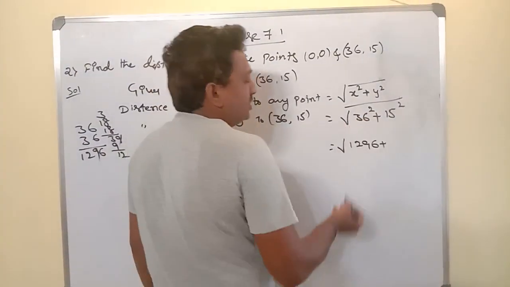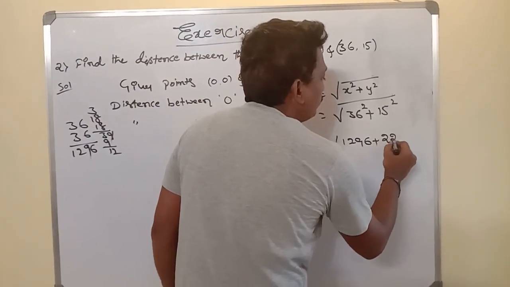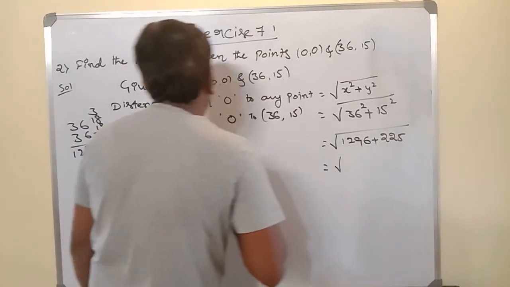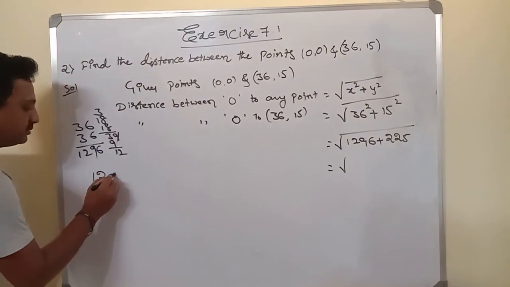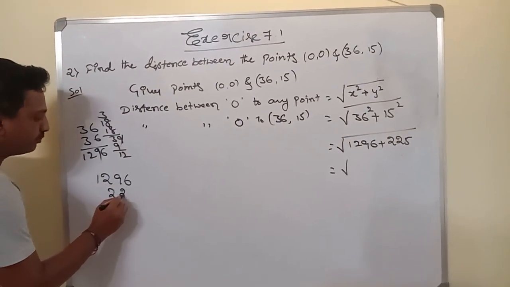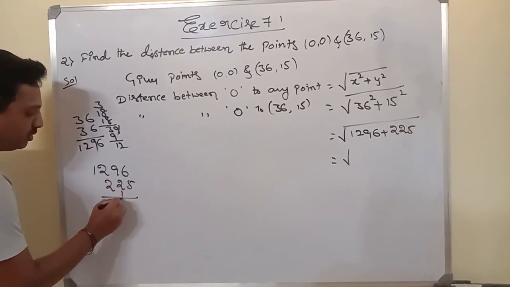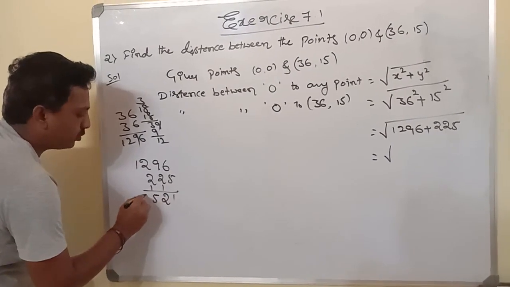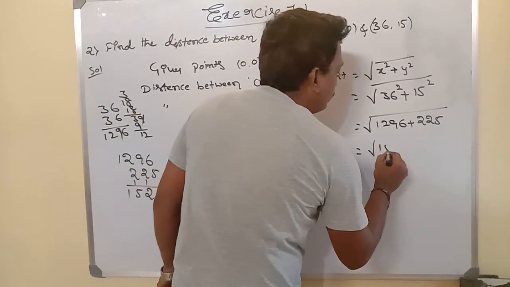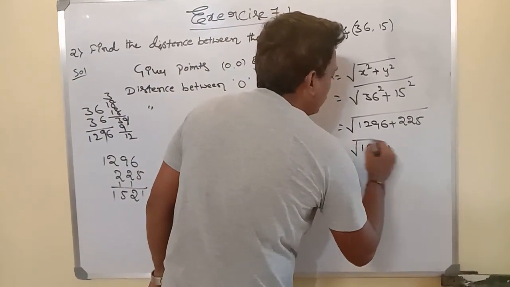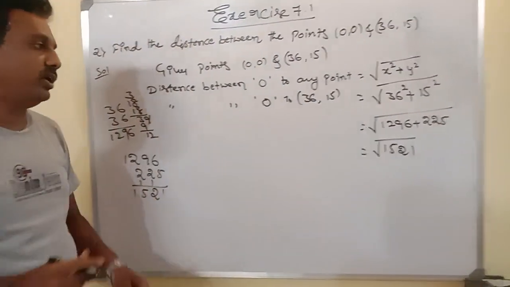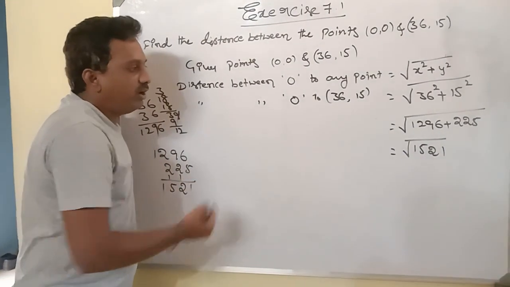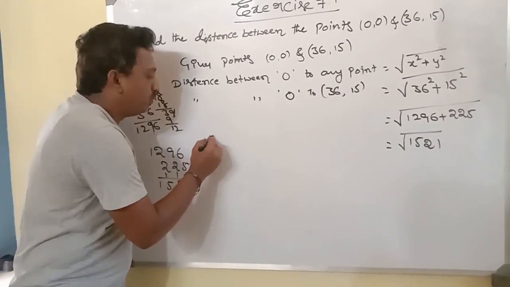15 square, already we know, is 225. Go to the calculation: square root of 1296 plus 225. 6 and 5 are 11, then 1, 2, 2, 1. That is 1521. Square root of 1521. So go to perfect squares. Check which table it comes in, whether it is a perfect square or not.